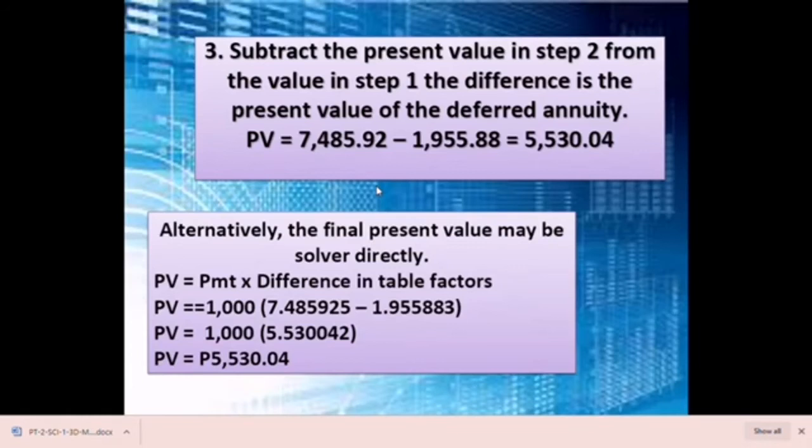Alternatively, the final present value may be solved directly. PV is equal to the present value of an annuity times the difference in table factors. So PV is equal to 1,000 times 7.485925 minus 1.955883. The difference between the two table factors is 5.53004. Multiplying by 1,000, the result for PV is the same: 5,530.04.